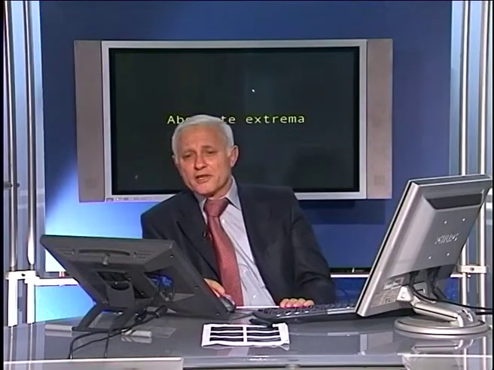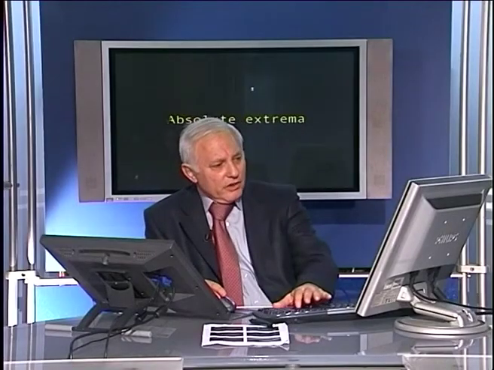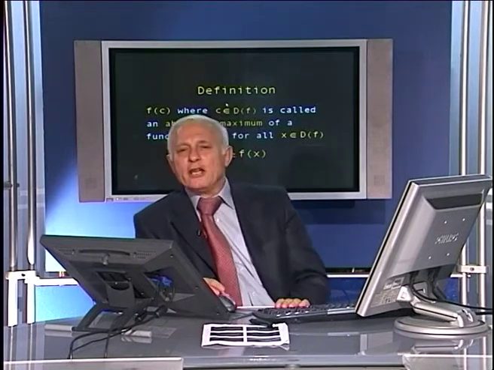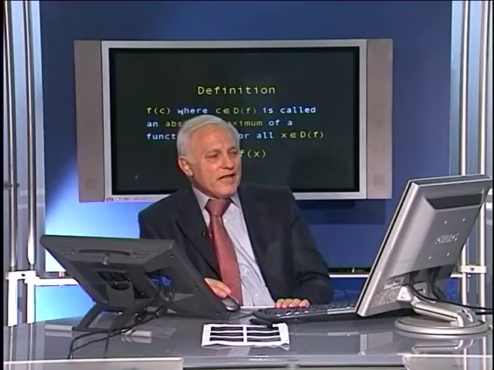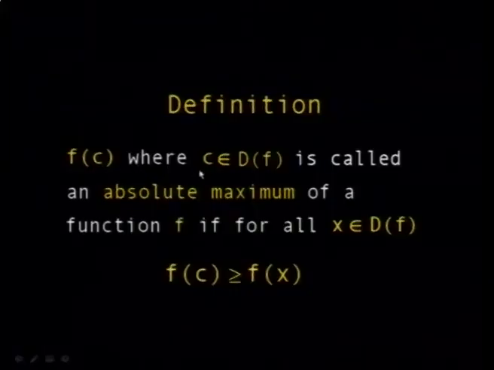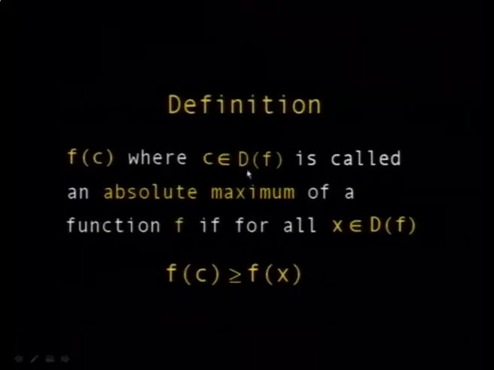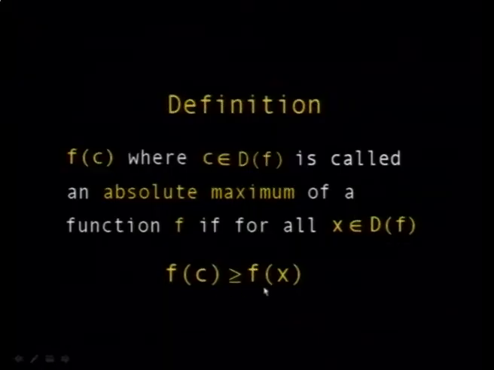But this is not always true. Here, for example, we have to first define the meaning of an absolute extrema. Well, f of c, where c is an element of the domain of f, is called an absolute maximum of a function f if for all x in the domain of f, f of c is greater than or equal to f of x. Here you don't have to have an interior point. You may have a global extrema at the endpoints, since they lie in the domain of f.